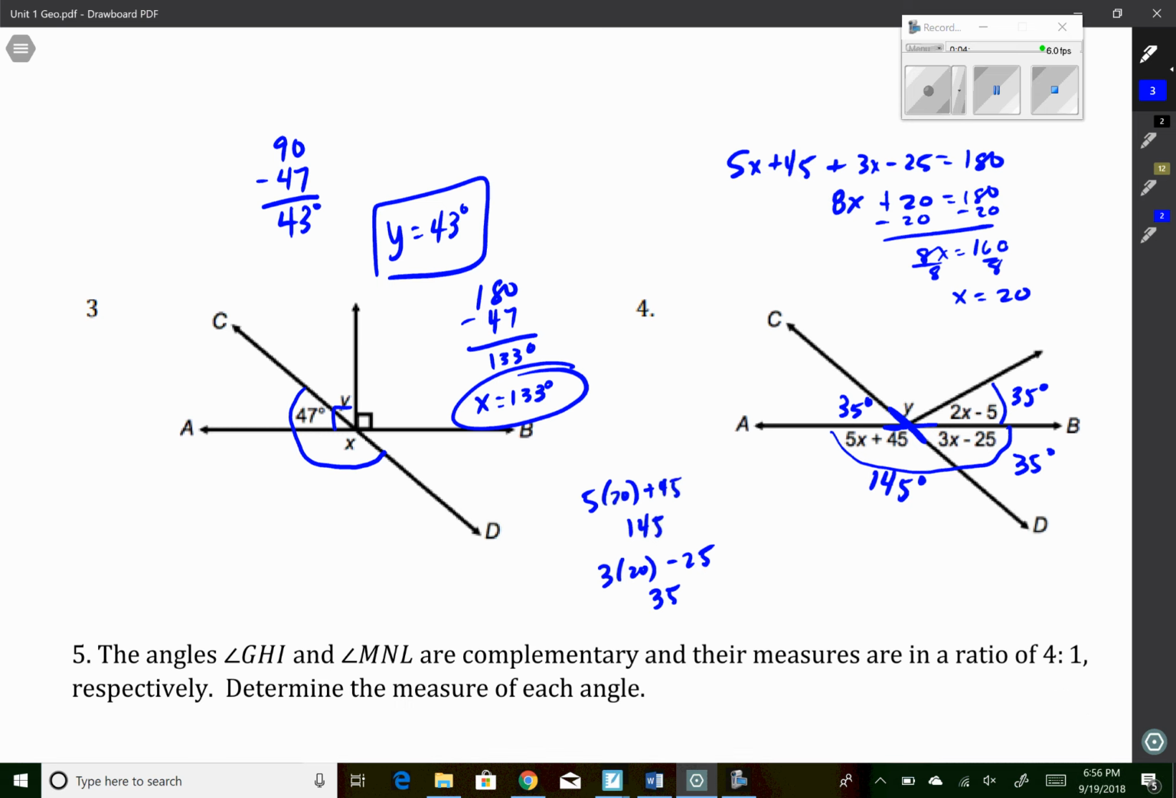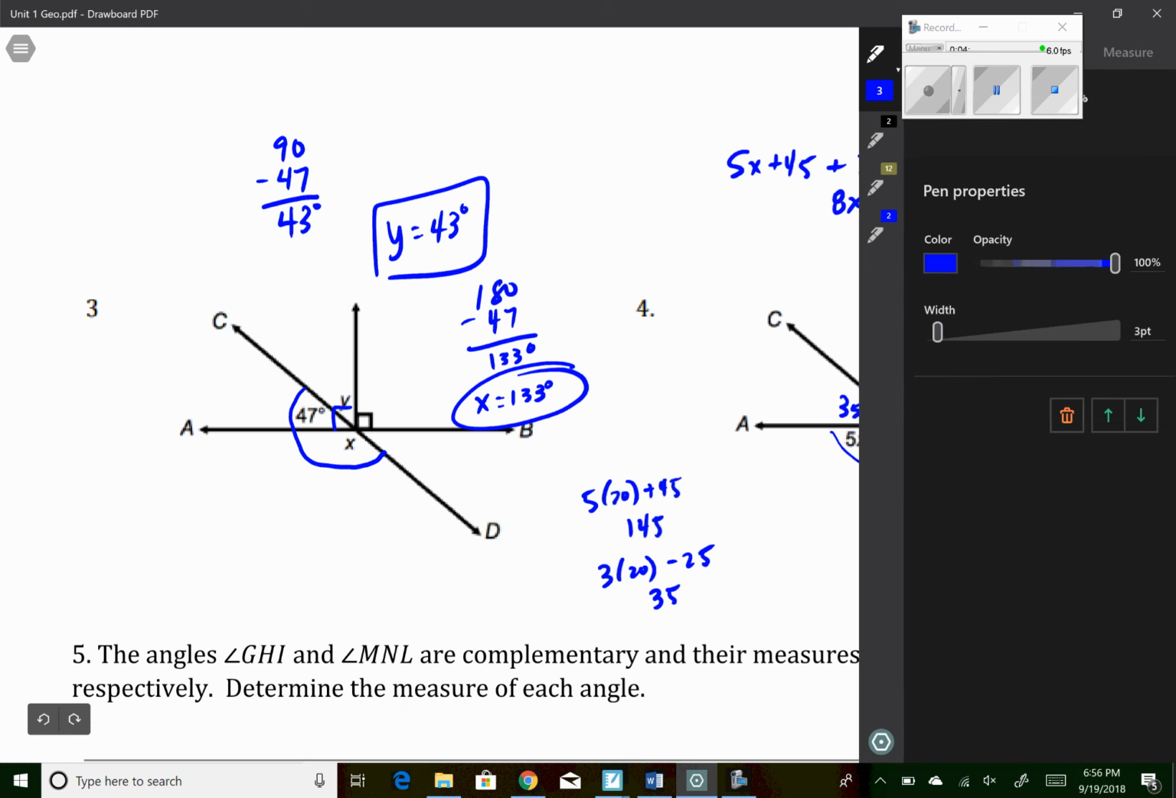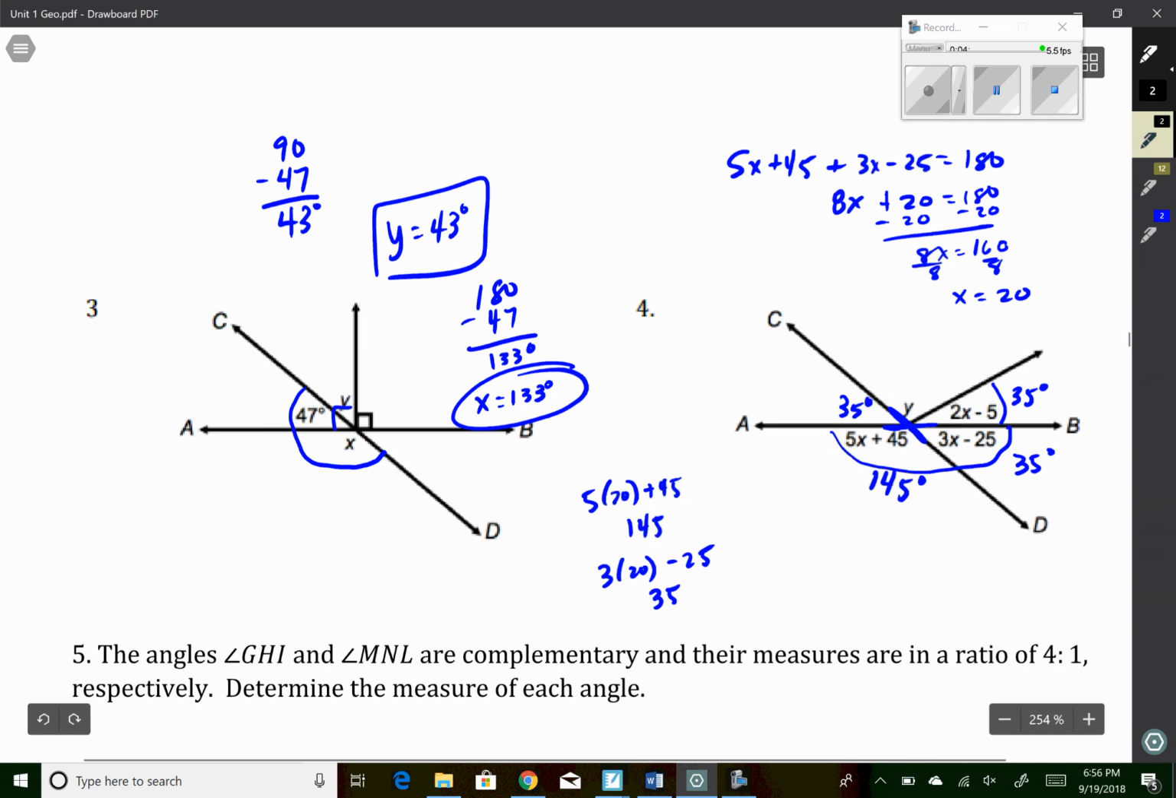Then if I look, and maybe I'll choose a different color here, what do you think? Maybe not. I think we'll just go back to blue. These 3 angles again add up to 180. So if I take 180 minus 35 and minus 35, I'm left with 110. So now what did I solve for? I solved for x like it asked me to, and I solved for y, which is 110.